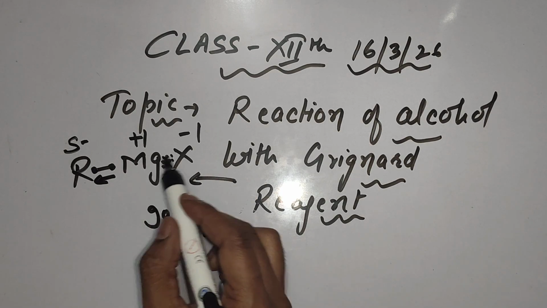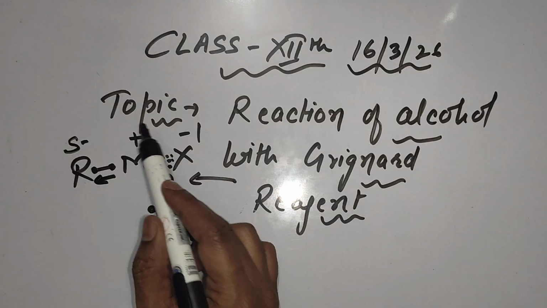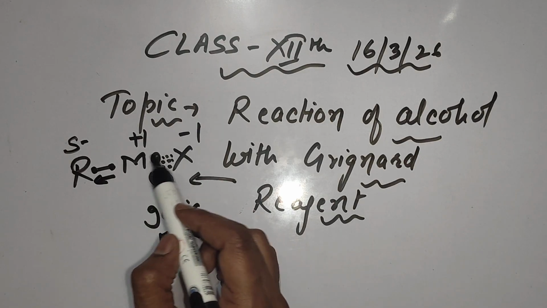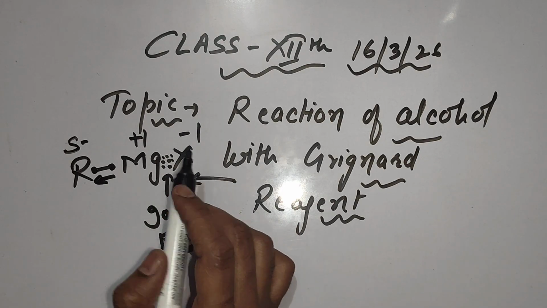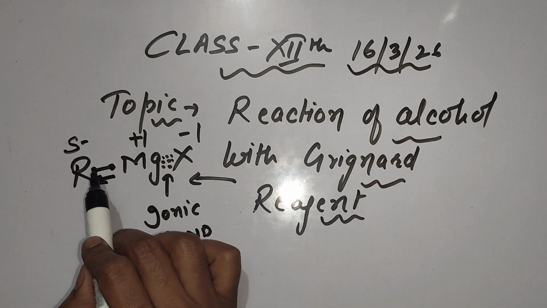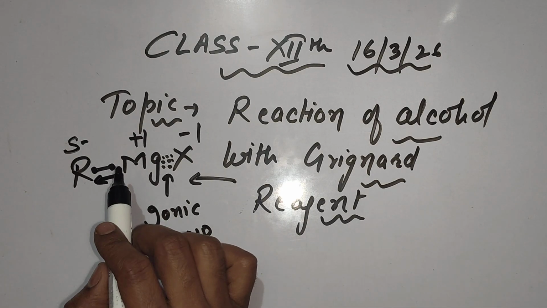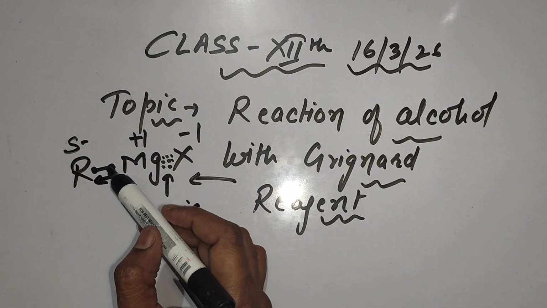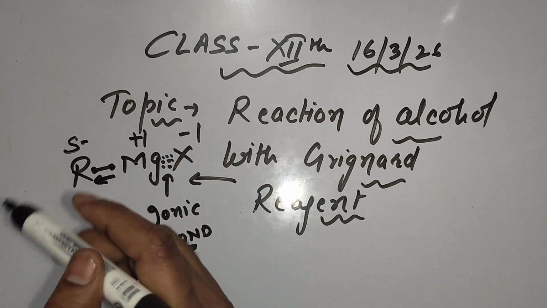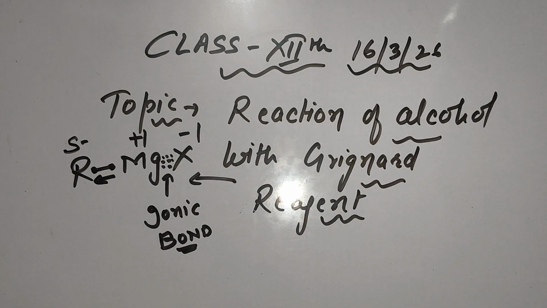It means an electrostatic force of attraction is there. Positive and negative are just attracting each other. We call it an ionic bond. And between carbon and magnesium, there is a sharing of electrons, which we call a covalent bond. Now, due to the higher electronegativity of carbon, electrons are more toward the carbon side. That's why it is a negatively charged particle. So now how will this particle react with alcohol? Let's check.